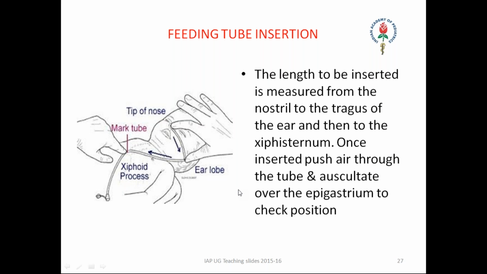So how do you measure the length of a feeding tube? The length to be inserted is measured from the nostril to the tragus of the ear and then to the xiphisternum. Once inserted, push air through the tube and auscultate over the epigastrium to check the position. After introducing, you check whether it is in position or not, because if it enters the trachea and you give feeds, it will lead to lung aspiration.